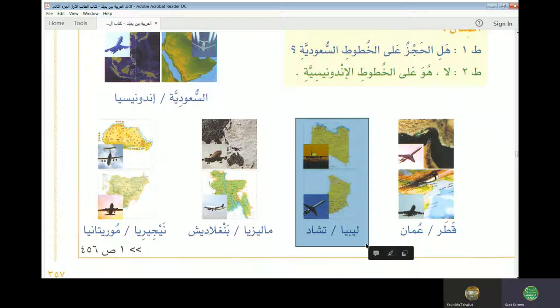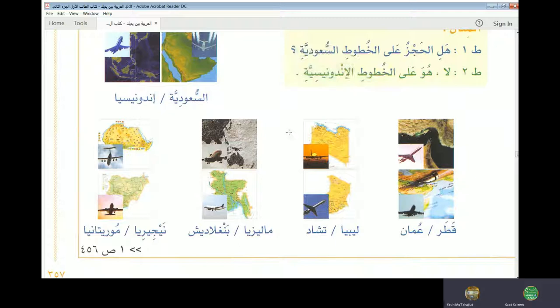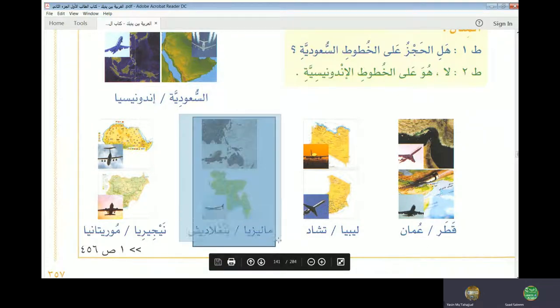Hal al-hajzu ala al-khutut al-libiya? Okay. La. Wa ala al-khutut Tshad, khutut tshadiya. Okay. Tshadiya because khutut is a feminine word, so tshadiya. Okay. And I got a little confused. What's the meaning of khutut again? Khutut, airline. Okay. Now you will ask a question.